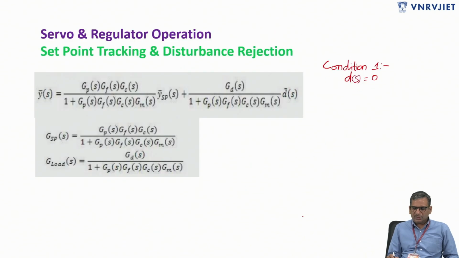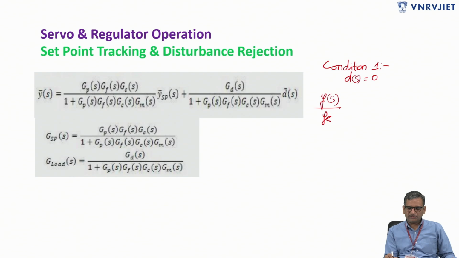So if we go for the transfer function for this particular case, when disturbance is absent and we have applied the input, that is the set point, we'll get the equation for the output Y(s) divided by the input, the set point YSP(s), as GP(s) GF(s) GC(s) divided by 1 plus G(s) H(s).